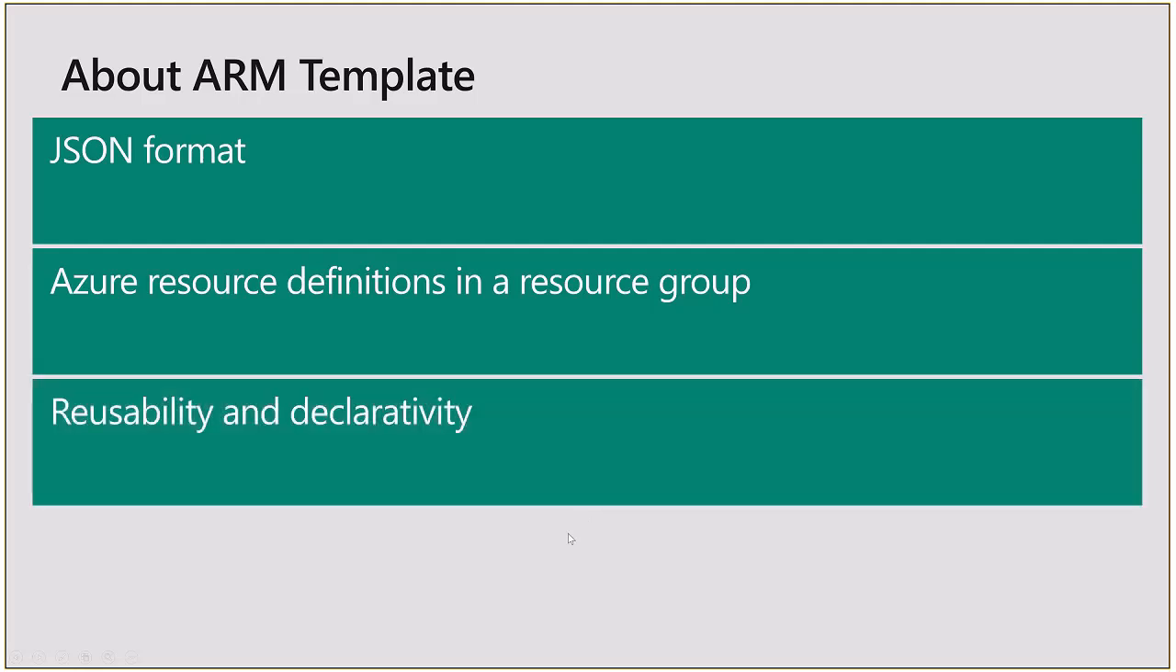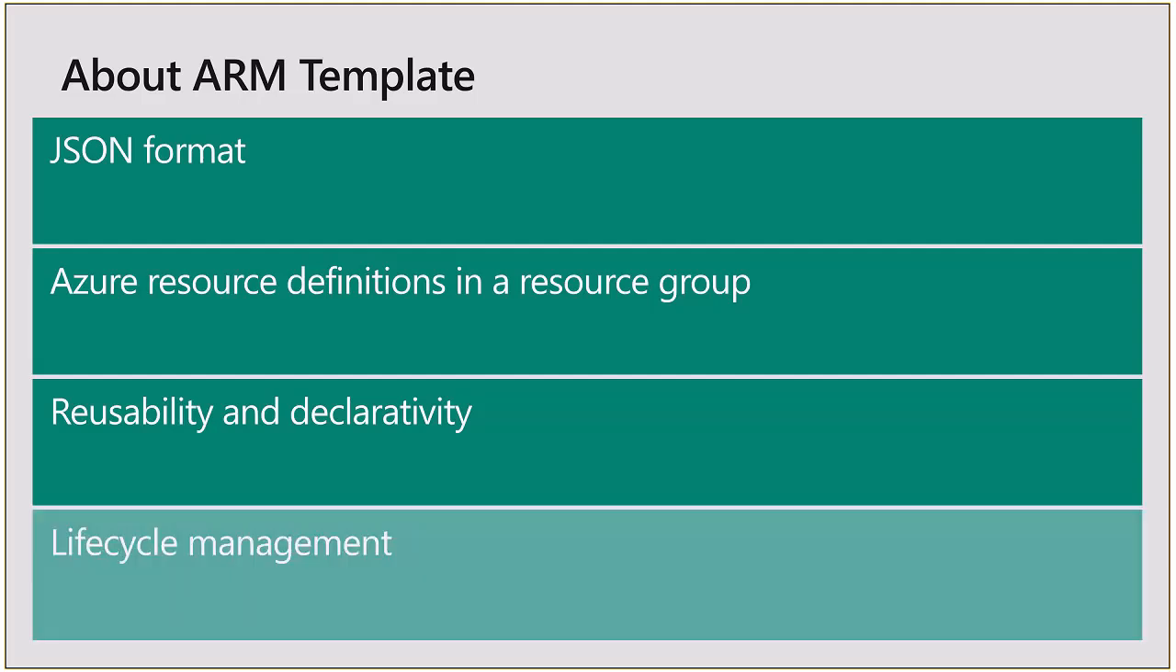The ARM template can be reused over and over again for different resource groups, and anything not declared in the template won't be deployed. If those resources are no longer necessary, we can simply delete the resource group so that all the resources within the group are deleted at once. So it's very easy for resource lifecycle management.